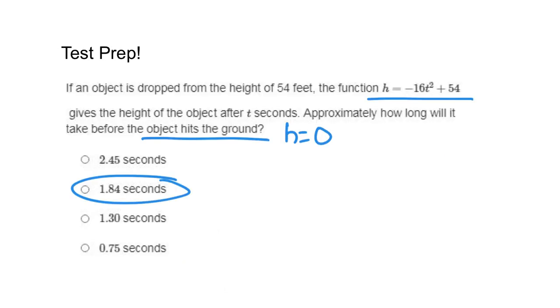And then this one asked, if you had this function that showed the height of an object after t seconds, how long would it take before the object hits the ground? Well, I know if the object is on the ground that its height is 0. So I was looking for the place where height would be 0. And so you could graph that in Desmos. You actually find 2 solutions, but one of them is negative, so that doesn't make any sense. So my correct solution here was 1.84 seconds.